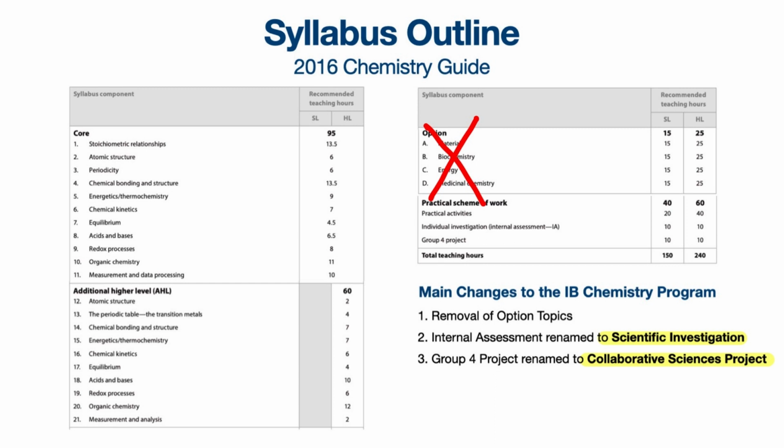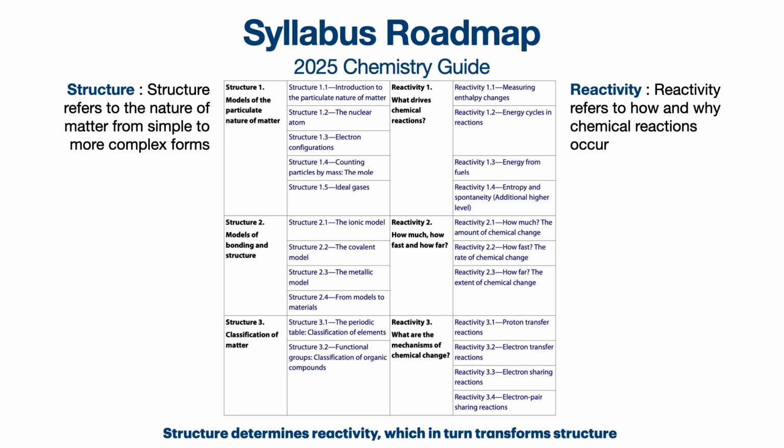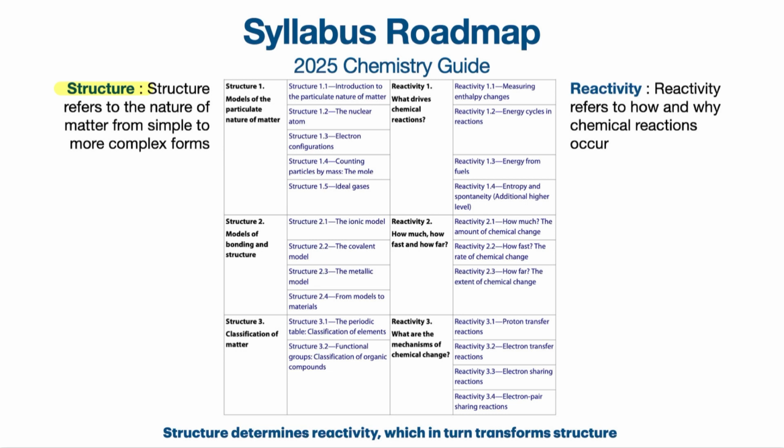in the sciences group. Now, let's take a look at the syllabus roadmap provided by IB. Structure, which is the first section, will talk about the nature of matter from simple to complex forms. And this section is divided into topics and subtopics. The second section, reactivity, will discuss how and why chemical reactions take place. Again, this section will be further divided into topics and subtopics. At last, these sections all come together under the idea that structure determines reactivity, which in turn transforms structure.